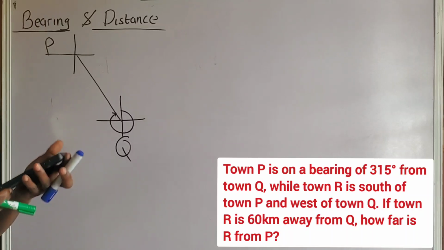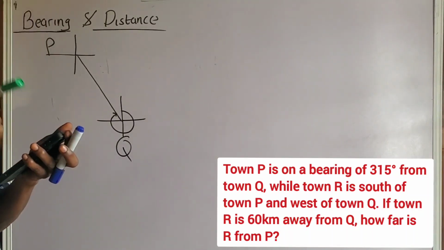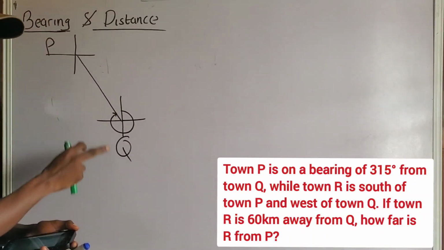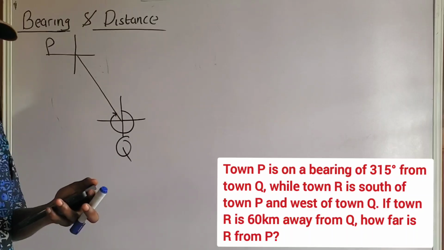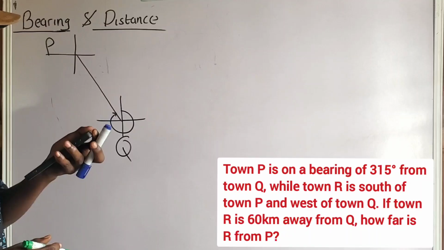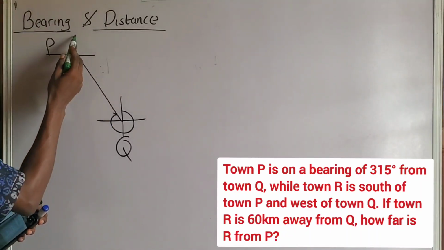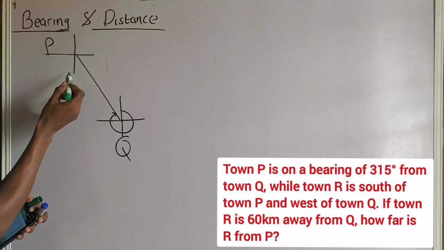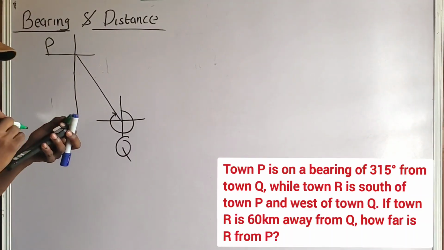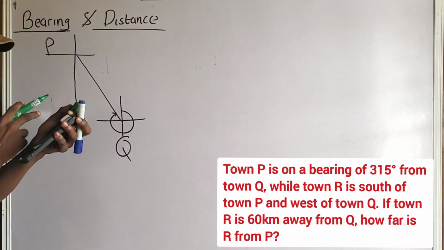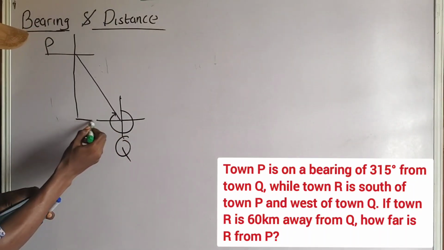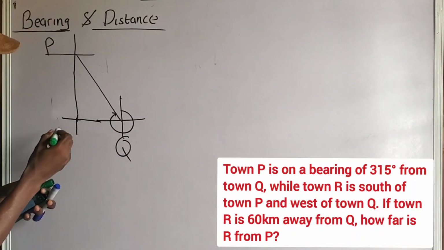If you look at that question, town P is on a bearing of 315 degrees from town Q. The meaning of that statement is that the bearing of P from Q is 315 degrees. Do you understand? So let's proceed. Town R is south of town P. Now this is north and this is south. Are you getting it? So this is south of town P. It is also west of town Q. So north, south, west. So this will be town R.